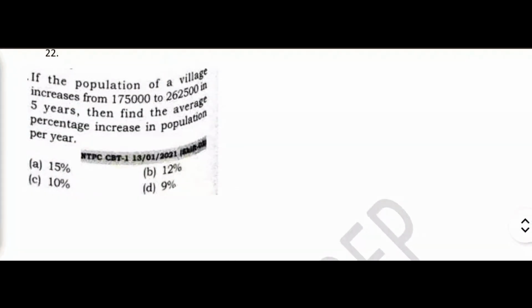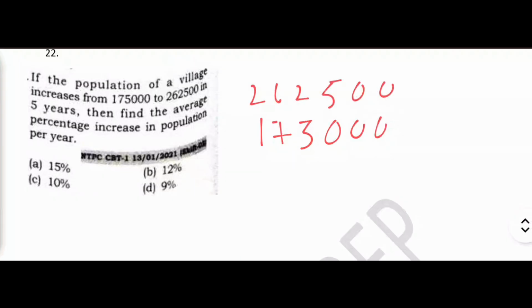If the population of the village increases from 1,75,000 to 26,25,000 in 5 years, then find the average percentage increase. We have nothing to do. We just have to find the percentage increase and divide it by 5. We get the average. We'll do this.